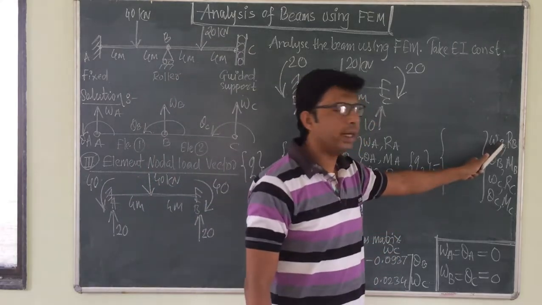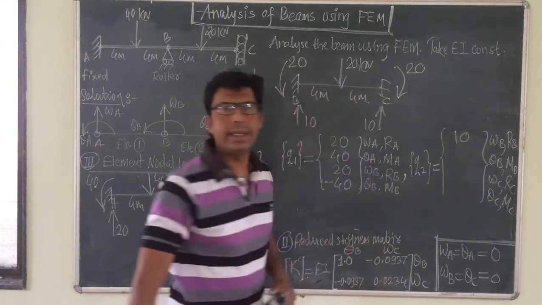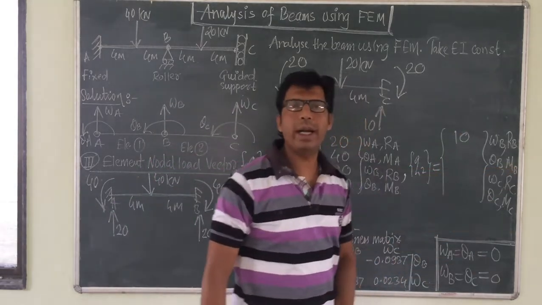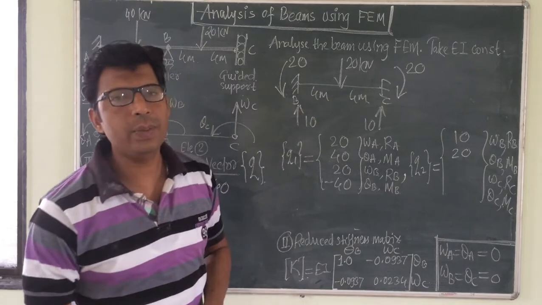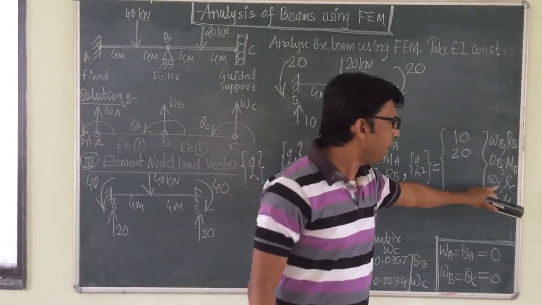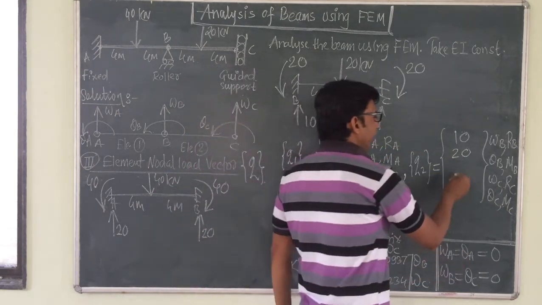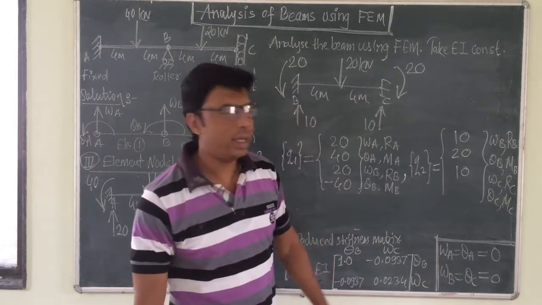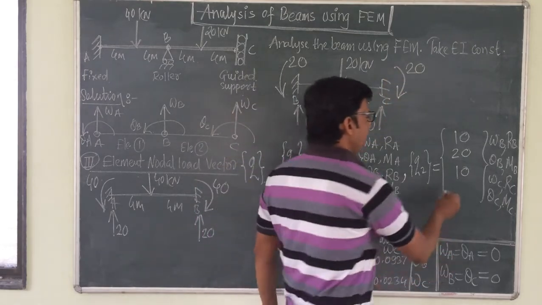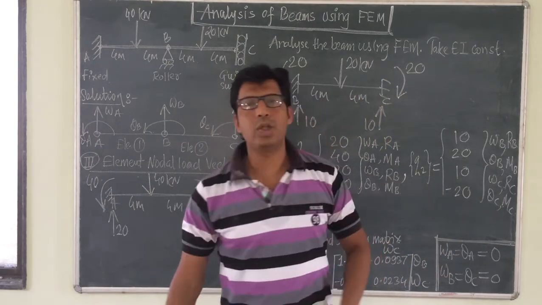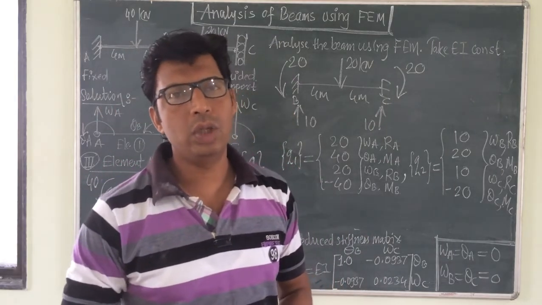So first element WB, the corresponding action is the reaction at B. Reaction at B is 10. Second element is theta B, the corresponding action is the moment at B. Moment at B is anti-clockwise 20, which means plus 20. Third element is WC, the corresponding action is the reaction at C. Reaction at C is 10. Last element is theta C, the corresponding action is the moment at C. Moment at C is clockwise 20, means minus 20. So like this, we complete the element nodal load vector for element 1 and element 2.